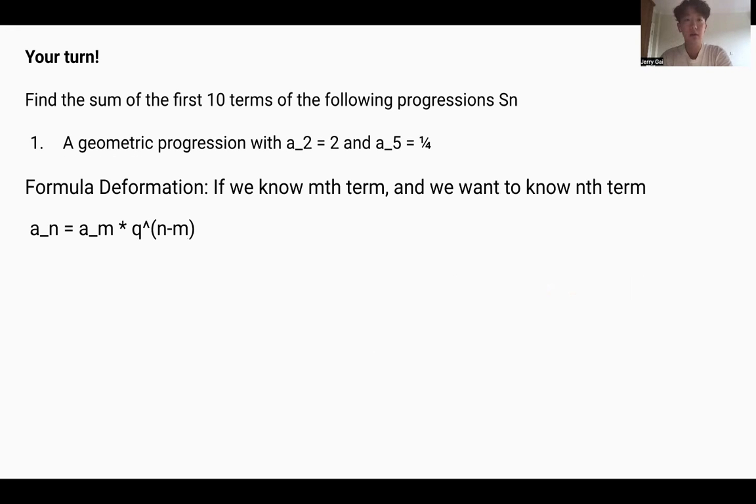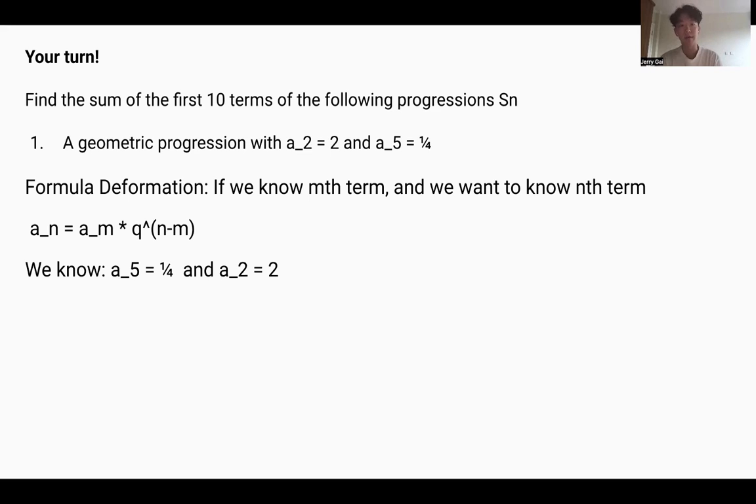All right, let's look at the first one. We know that a2, the second term, is equal to 2, and the fifth term is equal to 1 over 4. In this case, we need to use the formula deformation: if we know the mth term and we want to know the nth term, we can calculate it with an is equal to am multiplied by q to the power n minus m.